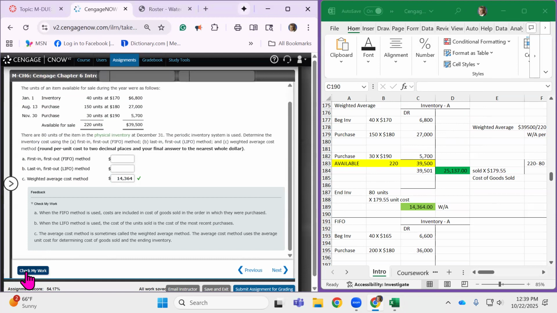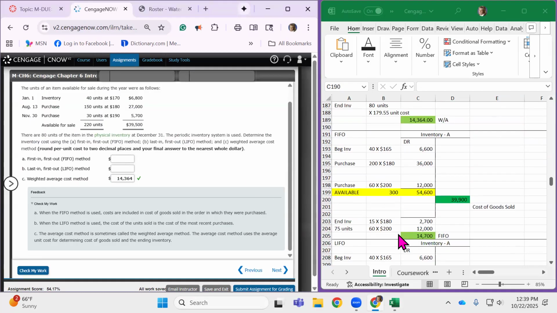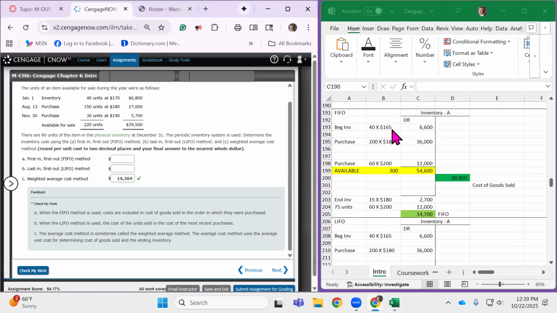Sorry. Now let's run it through FIFO. I'll see if I can keep doing better. All right. Here we go. FIFO, same problem. I'll just put down what they're showing. They're showing how much it's worth. $6,800. 150 times 180. They gave us the number there. That's nice.